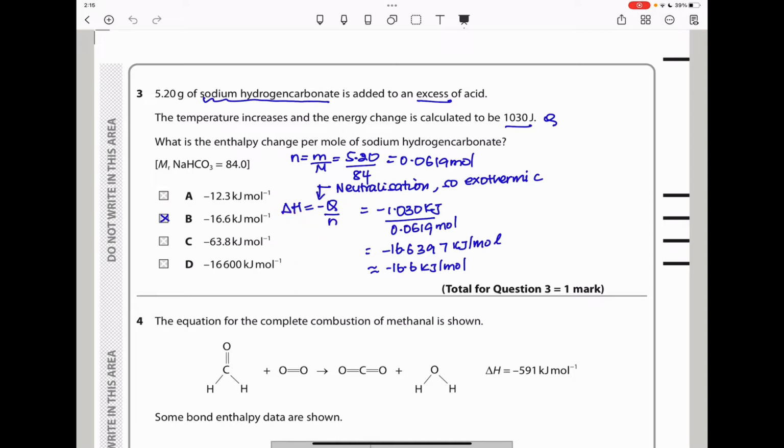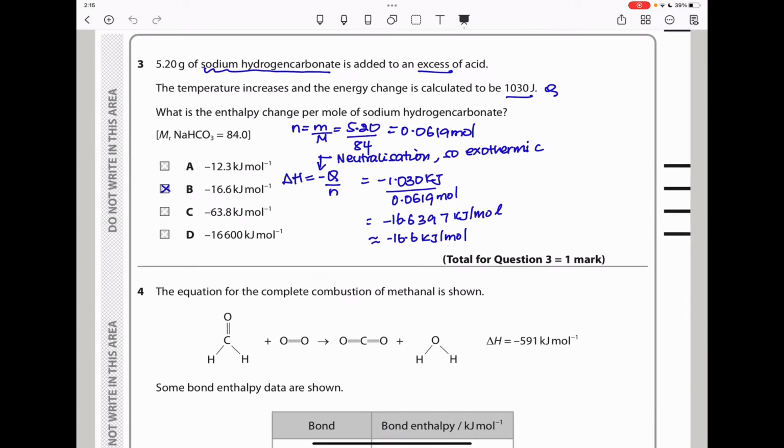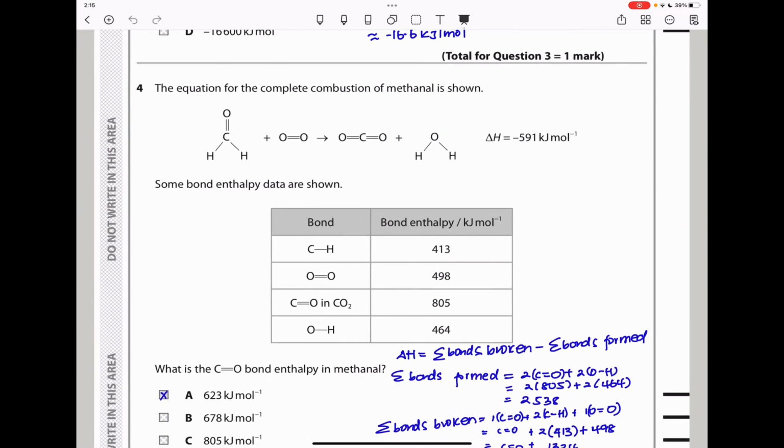I fed in the information I had, and I was able to find the enthalpy change. Let's go to question 4. Question 4 says, the equation for the complete combustion of methanol is shown. So we can see these are the reactants and those are the products. Here we can see that the forward reaction is exothermic since this is a negative value.